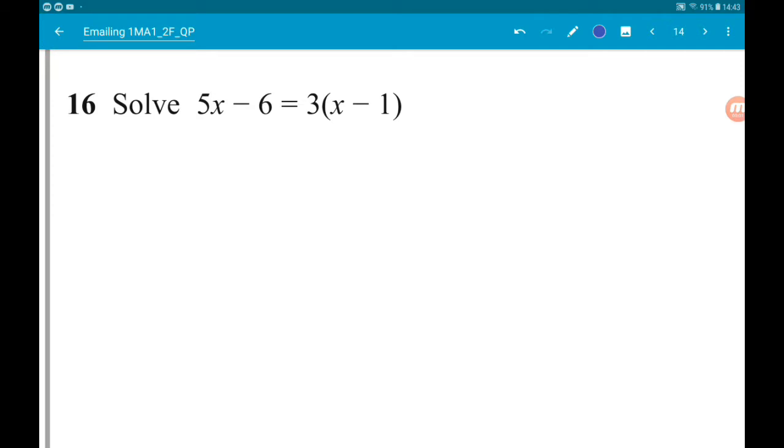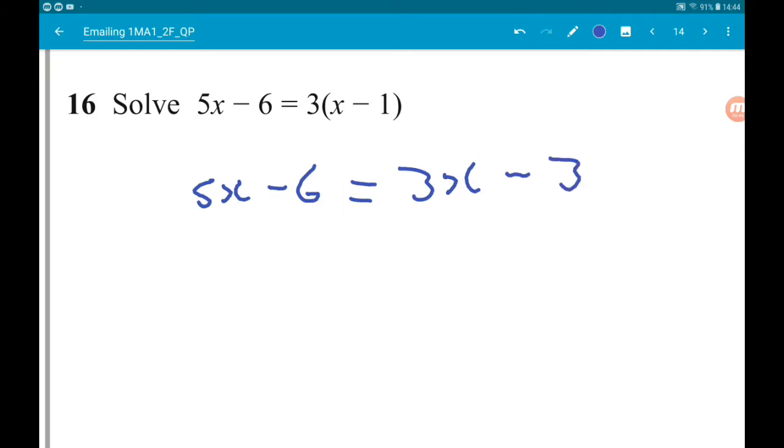Okay, number 16 is the start of the questions that are also on the higher paper. So we want to solve 5x minus 6 is equal to 3 lots of x minus 1. So we're trying to solve, that means we want to get x on its own. So the first thing we're going to do is expand the brackets on the right. So we're going to get 5x minus 6 is equal to 3 times x, which is 3x. And then we're going to get 3 times minus 1, so minus 3.